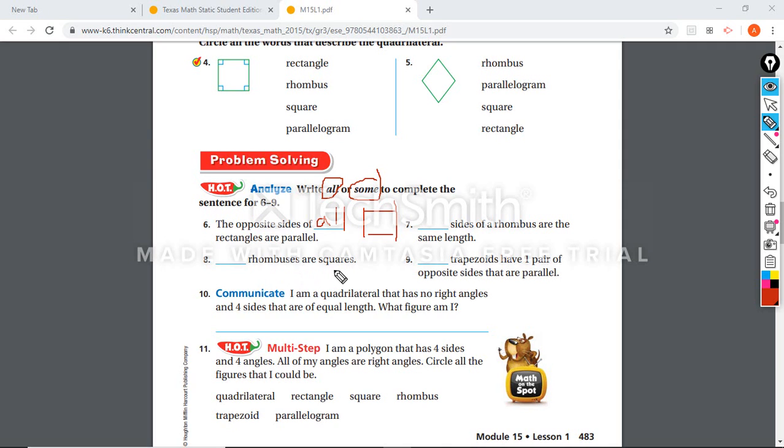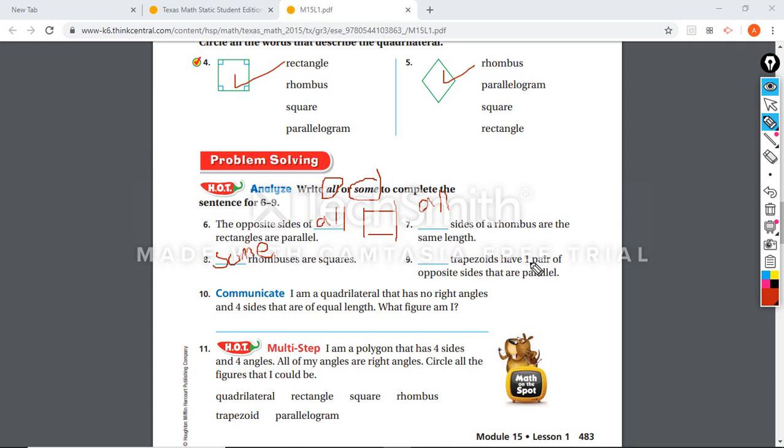Blank rhombuses are squares. This one's a rhombus and a square, but this is also a rhombus. So you're going to put some, because not all rhombuses are squares. Next: blank sides of a rhombus are the same length. How many sides? Is it all of them? All of them. All the sides of a rhombus are the same length. This is the same length as this one, and this is the same length as this one.